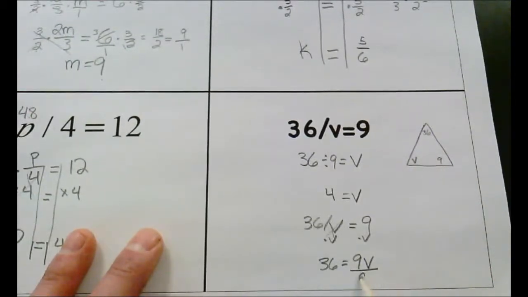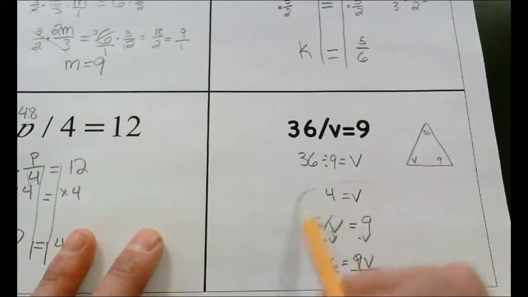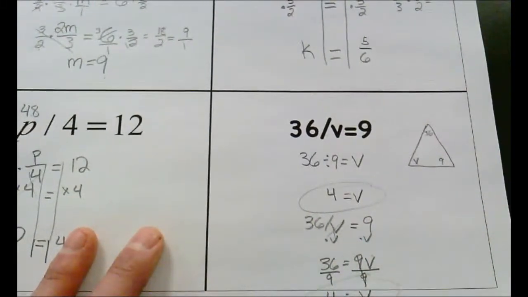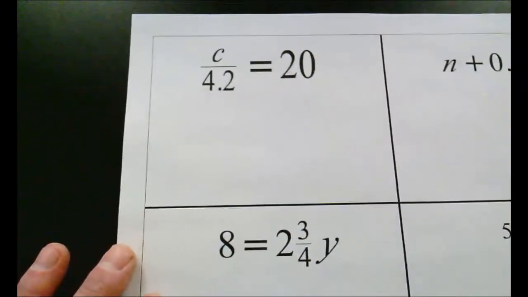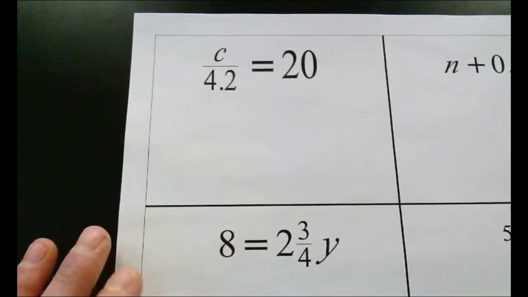And now we prove that we can divide by 9. Divide by 9. You cancel these out. You are left with v. 36 divided by 9 is 4. So regardless, what you do to one side, you have to do to the other. The last type of problems are the same, just now we're going to get into fractions and decimals.